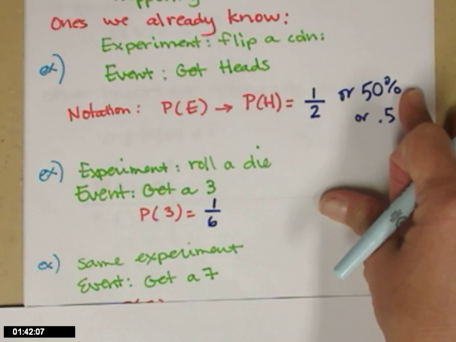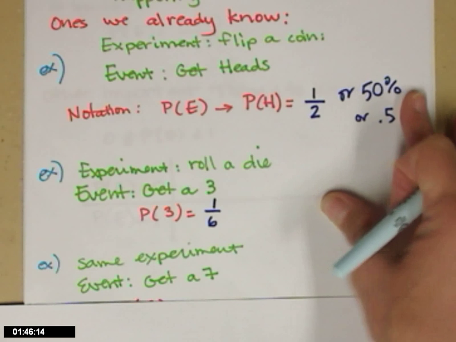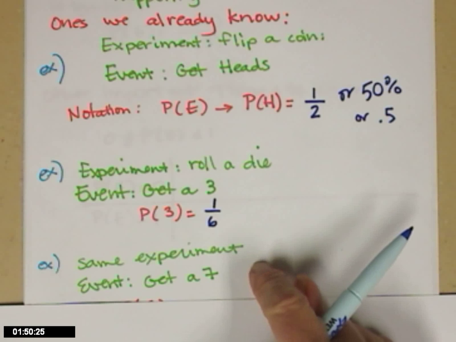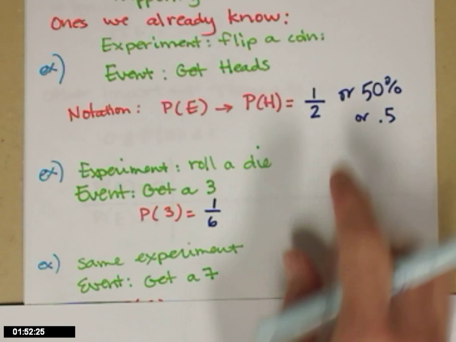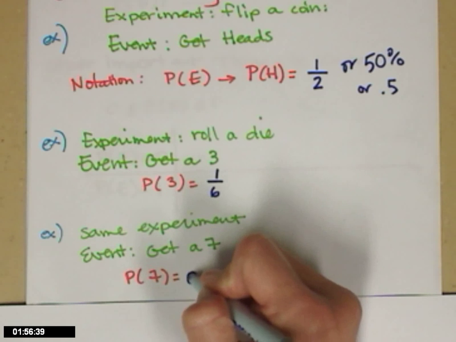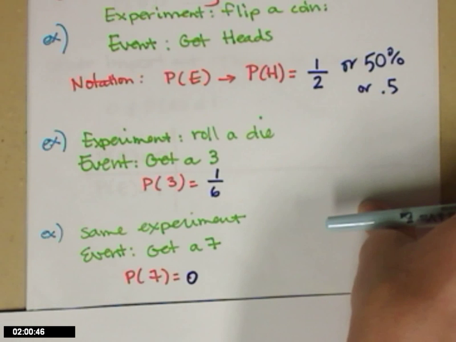Okay, same experiment. So we're rolling a die again. This time, what's the probability we get a 7? Notice we're only rolling one die. What's the probability we get a 7? That's, yeah, exactly 0. No chance we're going to get a 7 because that's not on a standard die.